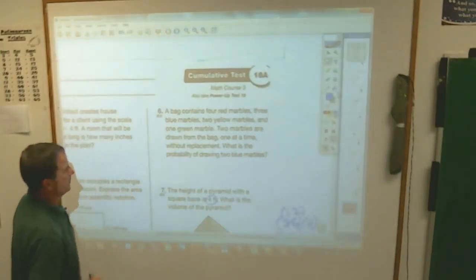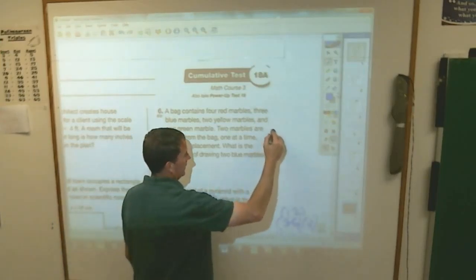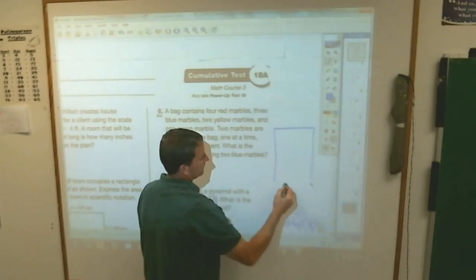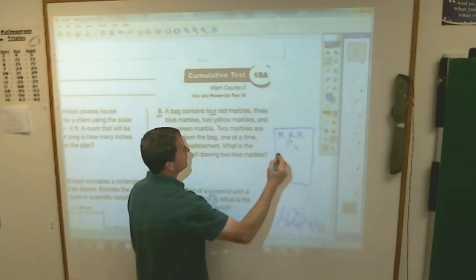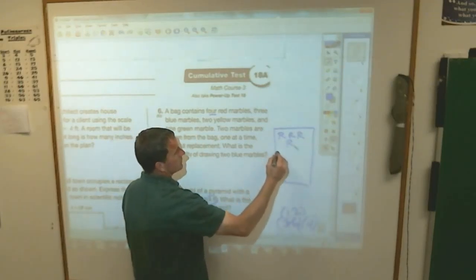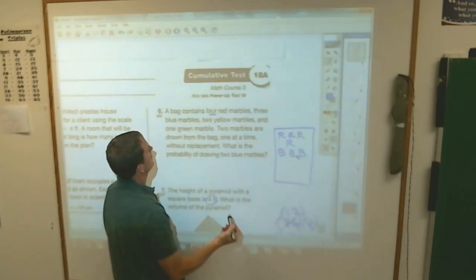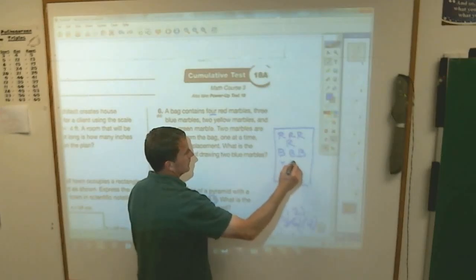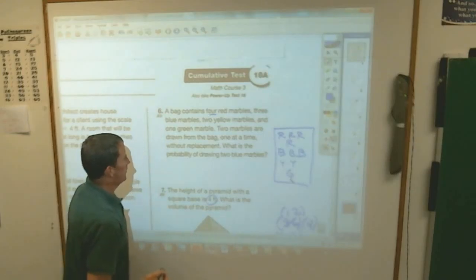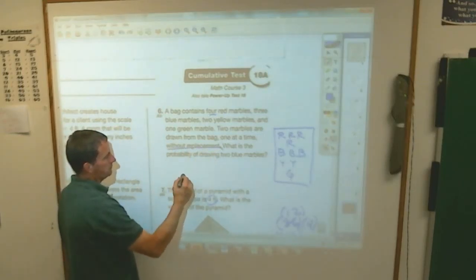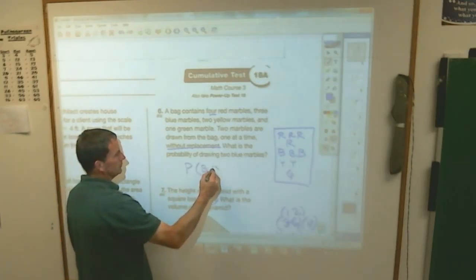A bag contains 4 red marbles, 3 blue, and 2 yellows, and 1 green. Wow. Did you draw that bag, Cameron? Yeah. Was it fun? How many? 4 reds? Yes. 3 blues? Yes. 2 yellows? And 1 green. And you want the probability without replacing of drawing 2 blues. Blue and then a blue.